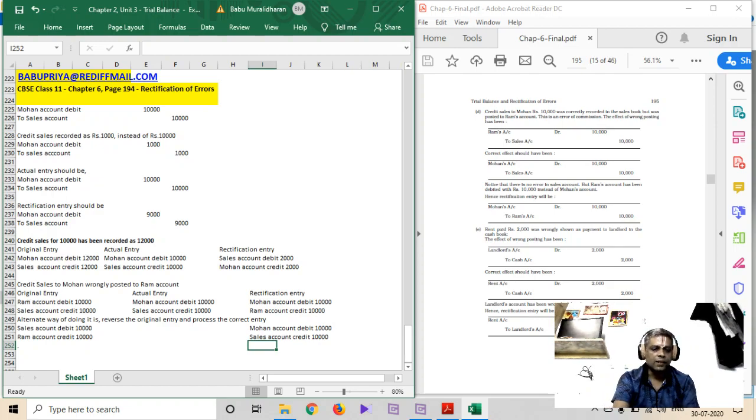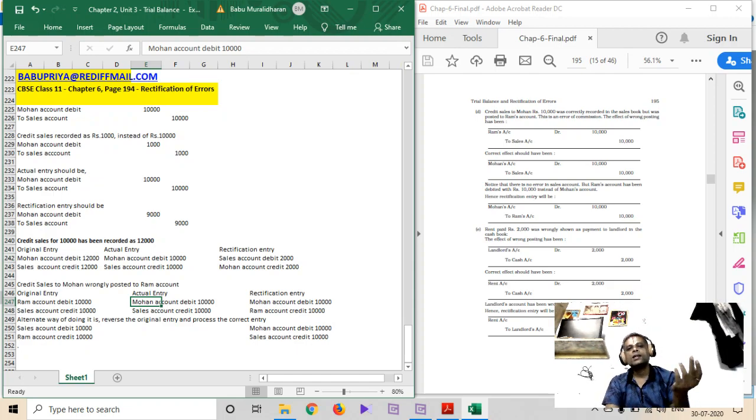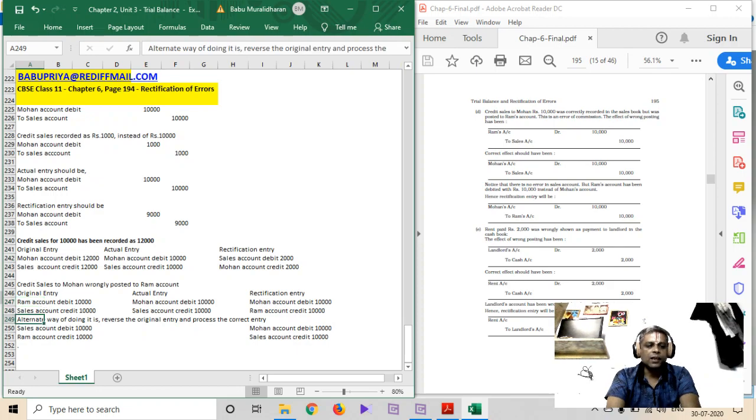So students should not confuse. There are two ways of rectifying. One is reversing the original entry and processing the correct entry, or processing only the rectification entry without affecting the correct entry, right? So in this case, Ram is debited and sales account credited. Sales account credit is the right entry. Ram account debit is the wrong entry. So we are debiting Mohan and crediting Ram, right? This is one approach. Hope the students are clear. Come back to me for any doubts or clarification.